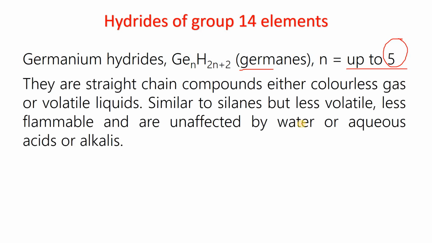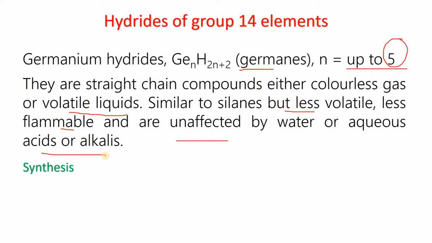They are straight chain compounds, either colorless gases or volatile liquids. Similar to silanes but less volatile, less flammable, and are unaffected by water or aqueous acid or alkalis. So this is the difference between the germanes and the silanes.